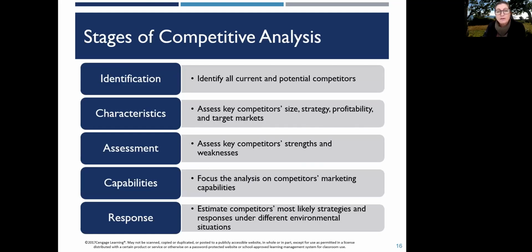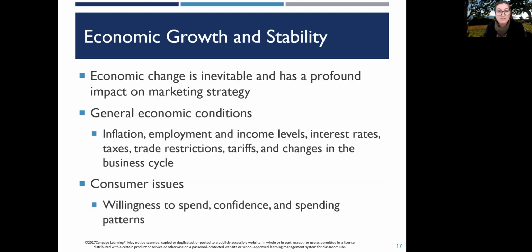In the competitive analysis, there are various stages. We can identify who the current and potential competitors are. We can look at their key characteristics, such as their organizational size, their strategy, and who they are targeting. We can assess their strengths and weaknesses. We can look at their marketing capabilities, and we can estimate their likely responses to whatever strategies are implemented.